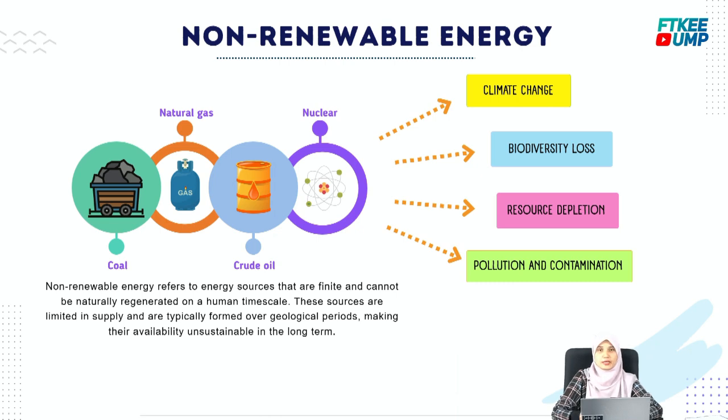Next, it also has an impact on biodiversity loss, for example habitat destruction, oil spills, and also air and water pollution that can have negative effects on the ecosystem. As mentioned earlier, non-renewable energy sources are also a finite resource, meaning that there is a limited amount of them on Earth, so there is a problem with resource depletion. And finally, for pollution and contamination, when coal and oil are burned, they release particles that can pollute the air, water, and land.